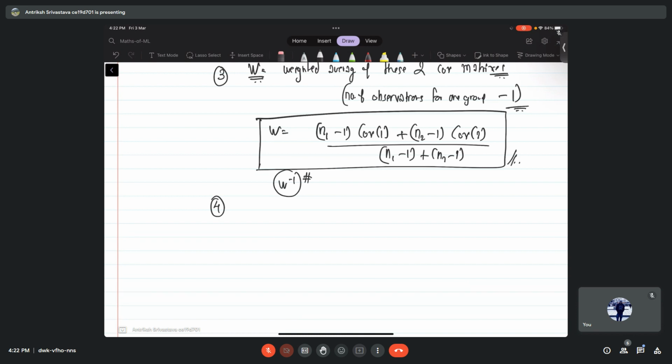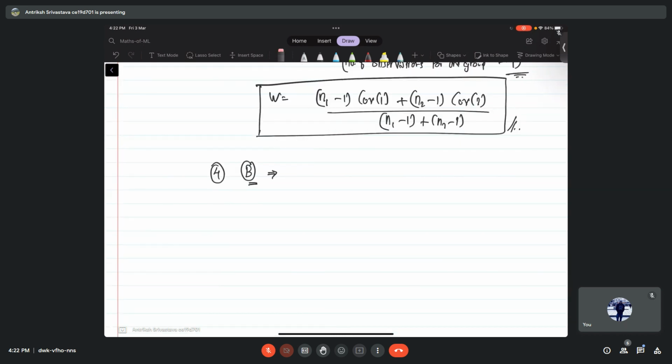Now, how do we calculate B? B was the between-group variability or covariance matrix, right? A nice way to calculate B is T minus W, where W is the same W that we calculated above, and T is the total covariance matrix. So how do we calculate T?